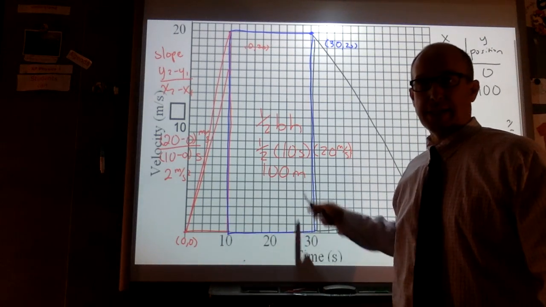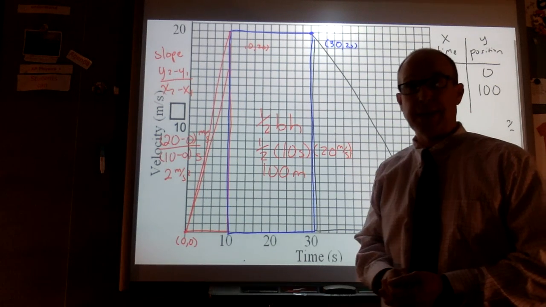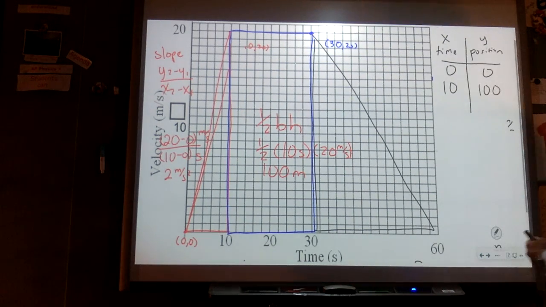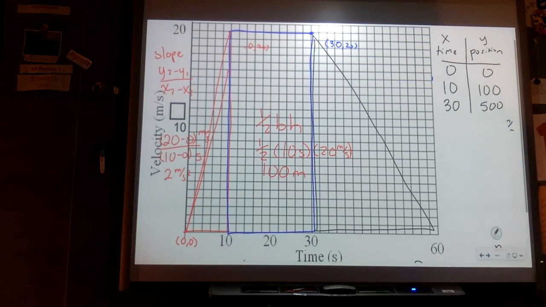The next distance I traveled was this rectangle in the middle. That was 20 meters per second for 20 seconds. That was 400. I have to add 400 to 100. That gives me 500. This took an additional 20 seconds. This took me to 30 seconds.